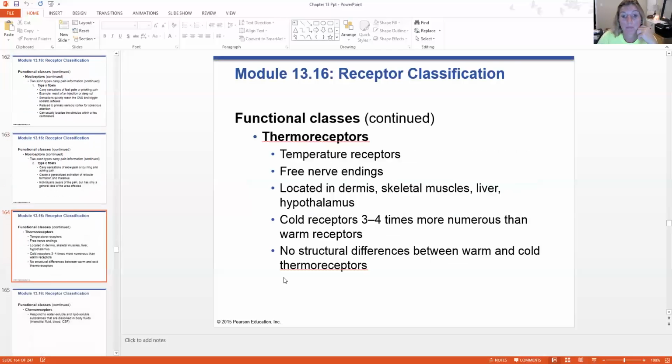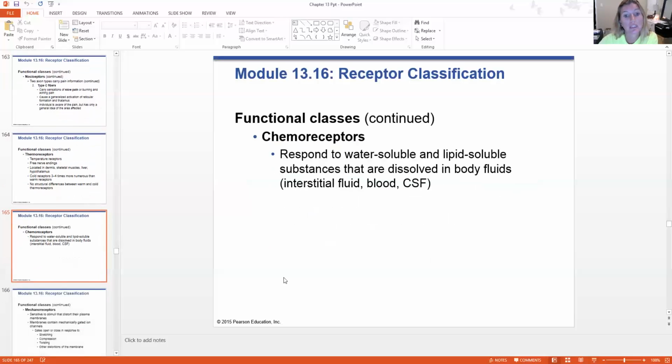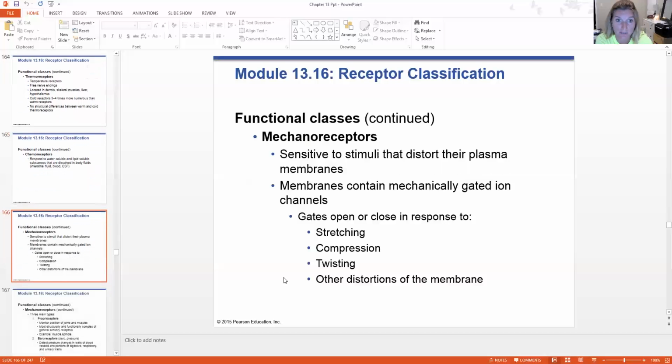Then you have thermoreceptors, which are, again, free nerve endings with temperature receptors on them. There are 3 to 4 times more cold receptors than warm receptors because it's a body defense mechanism, right? It's more important to keep your body warm, so we have to know when it gets too cold than if it gets too hot. Then we also have chemoreceptors. Chemoreceptors respond to water-soluble or lipid-soluble substances that are typically already dissolved in the body fluids like the blood, the interstitial fluid, or the CSF.